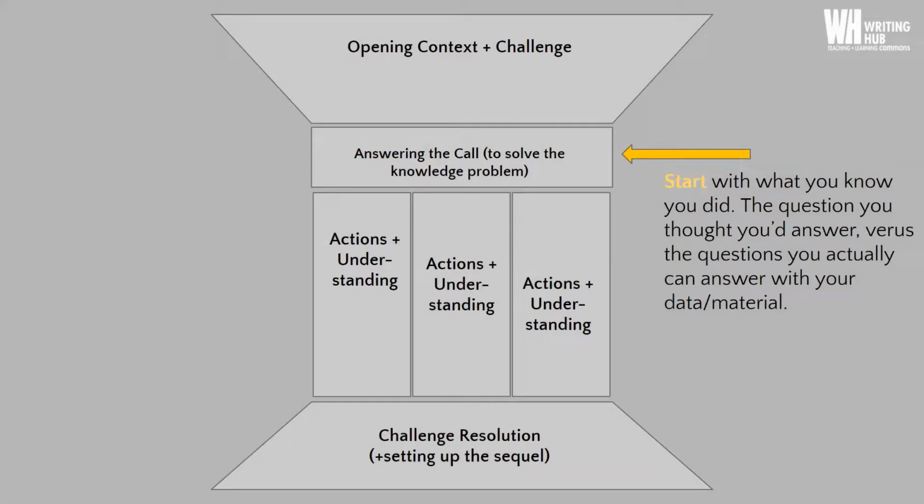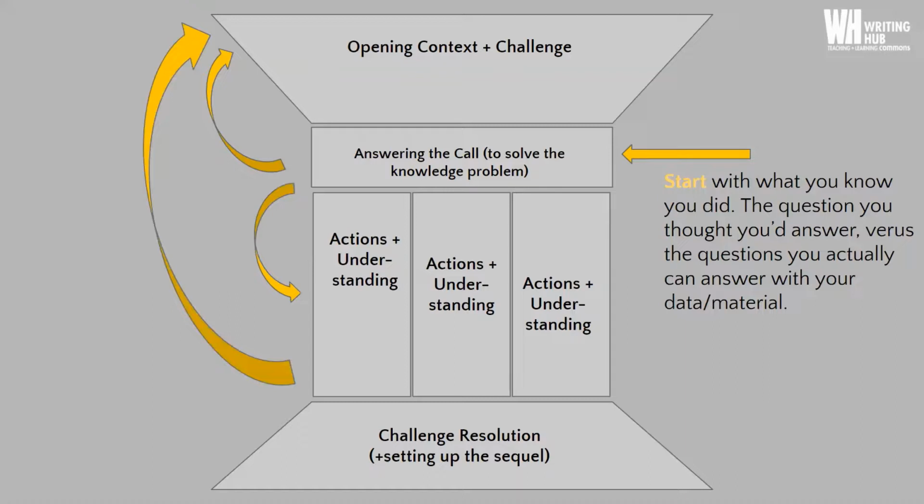You could start with what you know you did in your research, the question you thought you would answer versus the questions you actually are able to answer based on your data or your analytical material. And from there, you could either start building yourself a niche, so start creating context that will narrow towards a knowledge problem that sets you up nicely based on what you actually did. Or alternatively, based on what you know you did, you can start with your method and your study design and then start articulating 3 possible mini stories or sub-analyses you can tell, and then go back up and build yourself a knowledge problem that sets you up to tell those 3 stories.